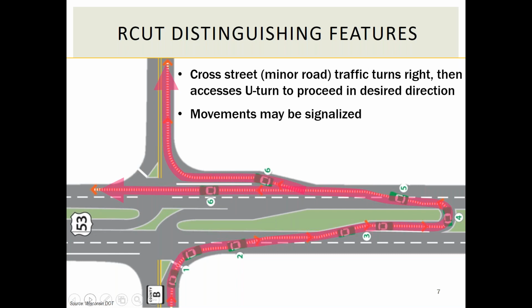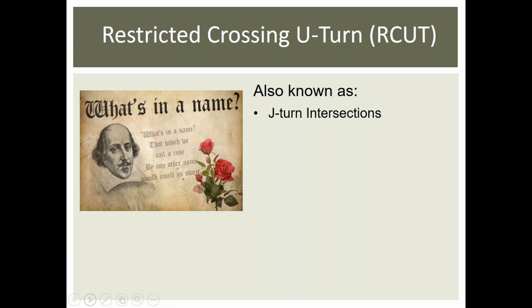Now these intersections can be signalized. Those movements can be signalized. They don't have to be stop control. So the restricted crossing U-turn, it is also known by other names.